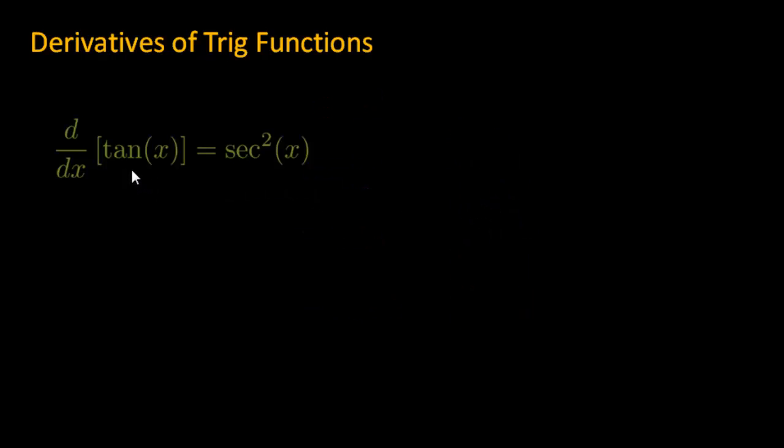Now we have the derivative of all the other trig functions. So for example, the derivative of tangent is going to be secant squared. So these are going to be the hard ones to memorize, but you will have to memorize them. The derivative of cotangent is negative cosecant squared.